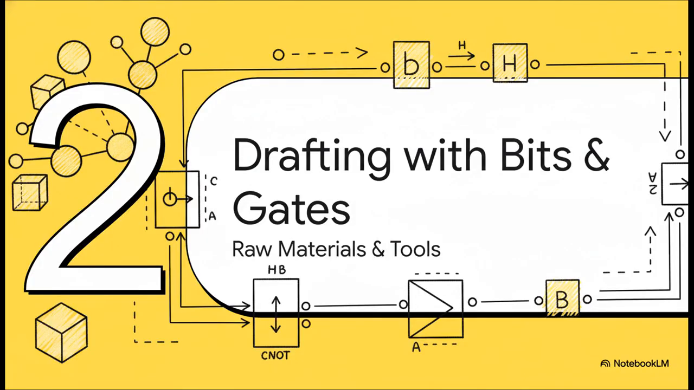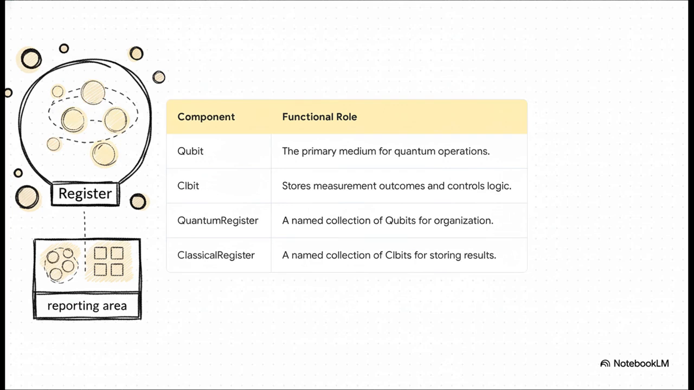All right, so we've got our foundational blueprint. Now it's time to actually start drafting, which brings us to our raw materials and precision tools, the bits and gates. The big idea here is really just organization. Our basic building blocks are the qubits and the classical bits. But when designs get complicated, we need a way to keep things tidy. So we group them into what are called registers. A quantum register is kind of like giving a name to a specific team of qubits, and a classical register is like the designated spot where they'll file their final reports. It's all about making that blueprint easy to read and manage.